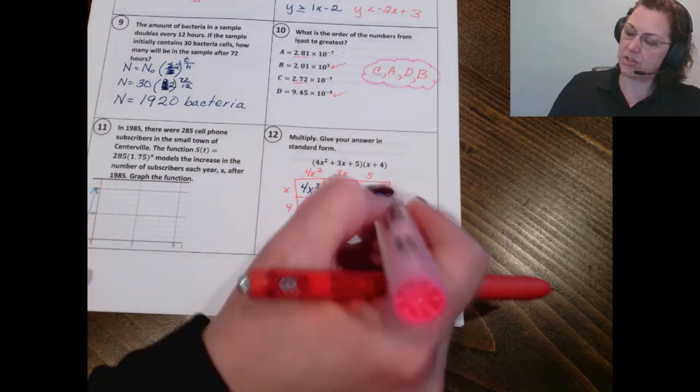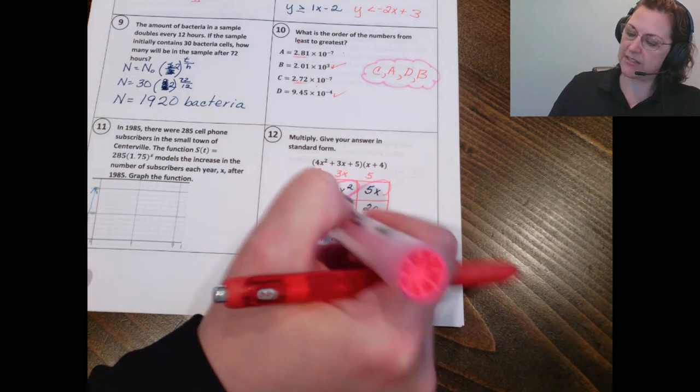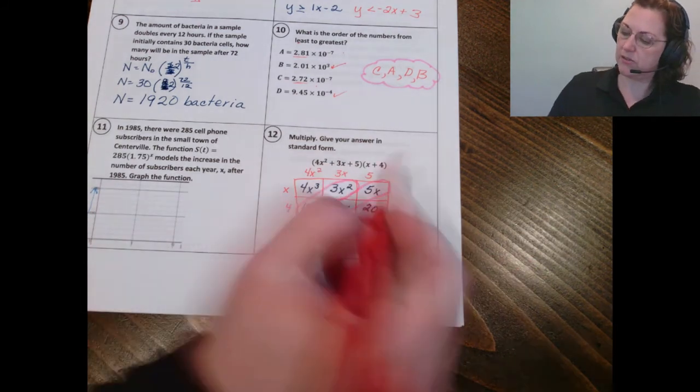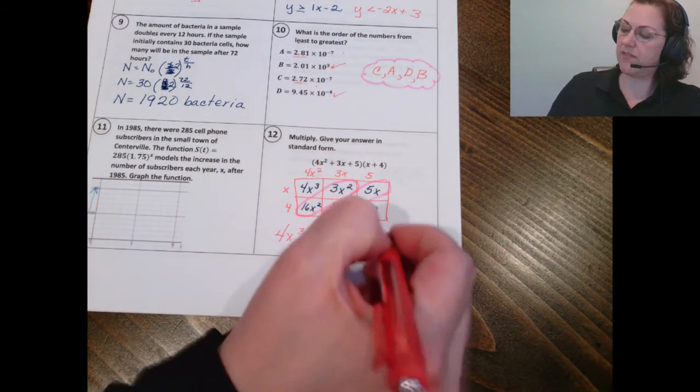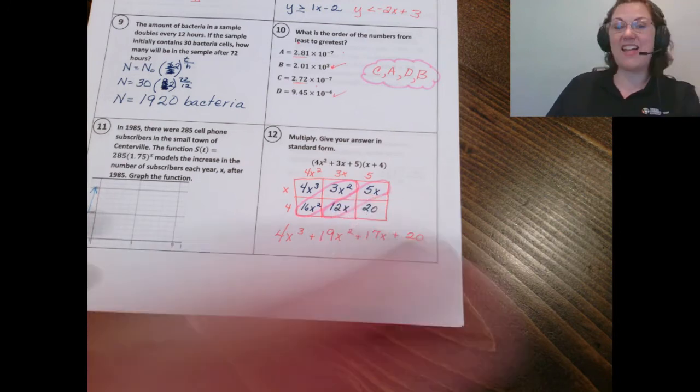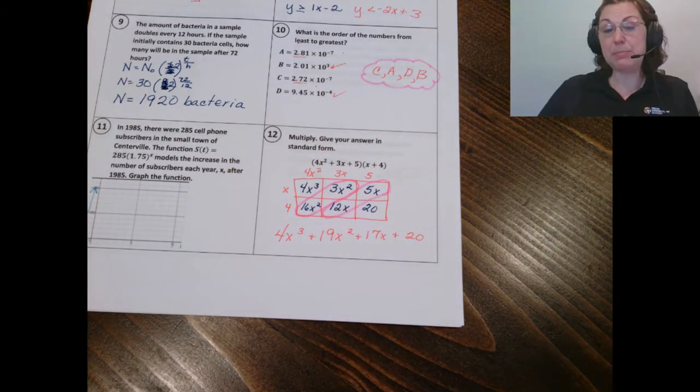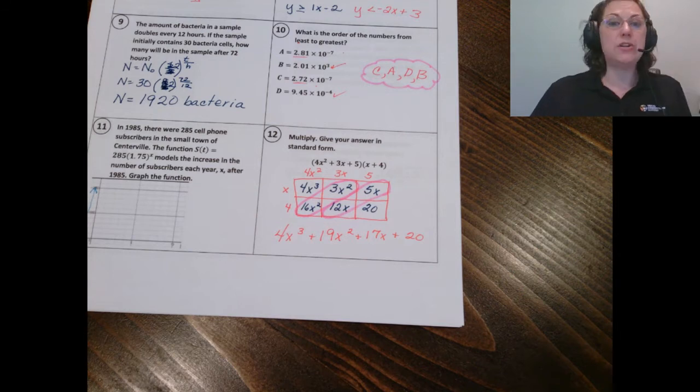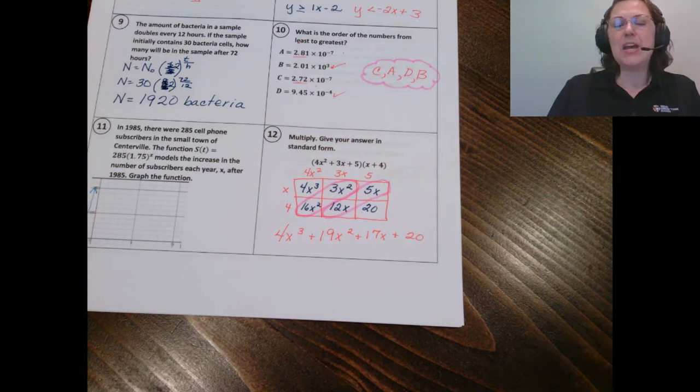Then I've got 5x and 12x. That'll give me 17x. And then I've got the 20. And that's my simplified answer because I was able to just combine like terms.